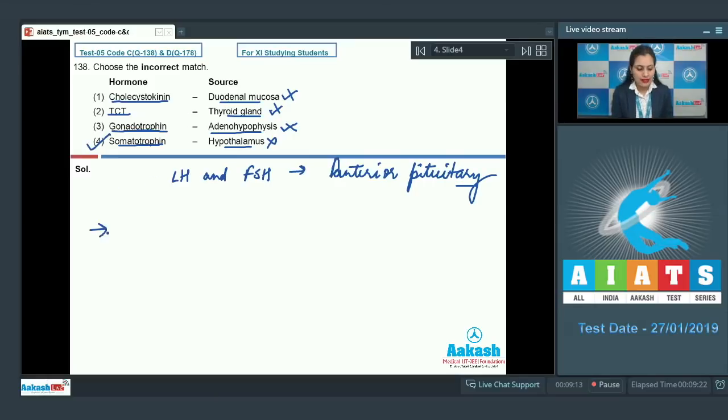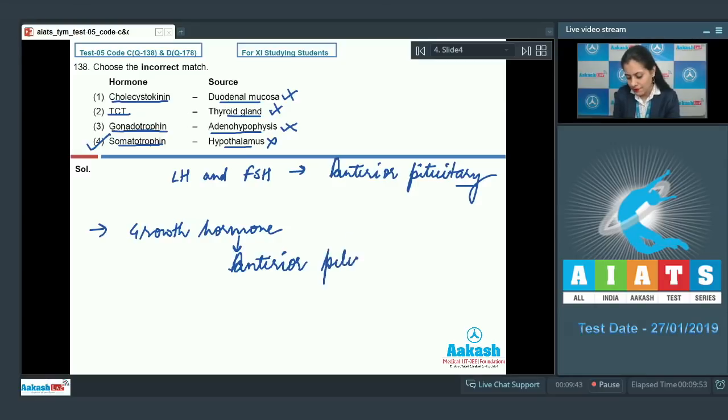Somatotrophin, which is also known as growth hormone, has the source gland anterior pituitary. This hormone regulates body growth by promoting protein anabolism. And this hormone, somatotrophin, is under the control of growth hormone releasing hormone from hypothalamus. So the correct answer to this question is option number 4. Let's proceed to the next question.